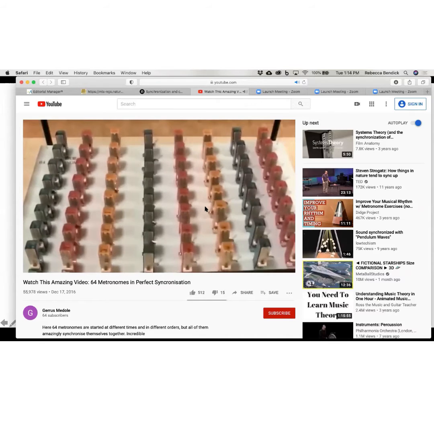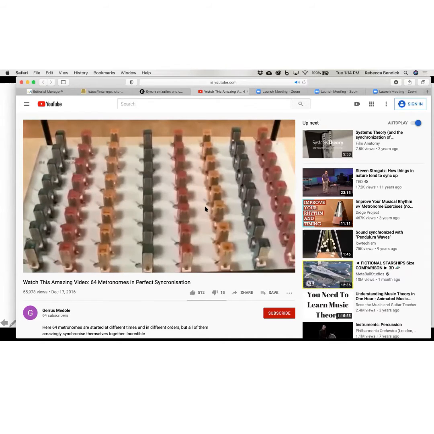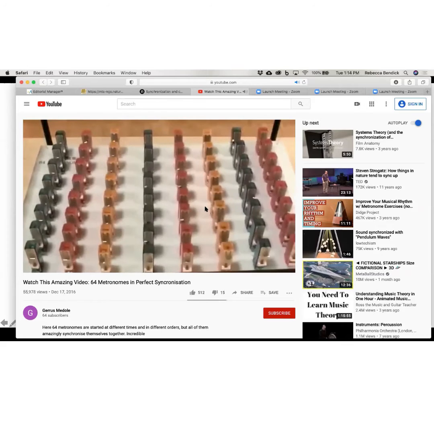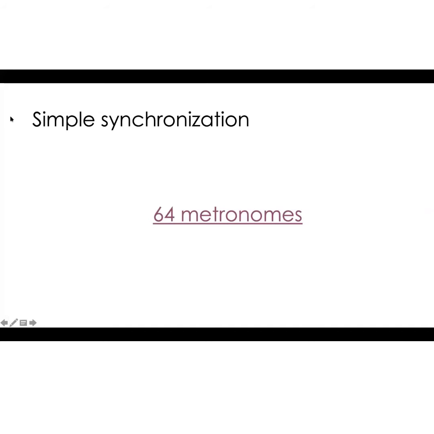The other thing that this video demonstrates, I think, nicely is that there are a lot of emergent complex patterns in synchronizing systems. If you watch that for a while, you would see that groups of metronomes synchronize to each other, but occasionally you have excursions of individual metronomes out of phase alignment.